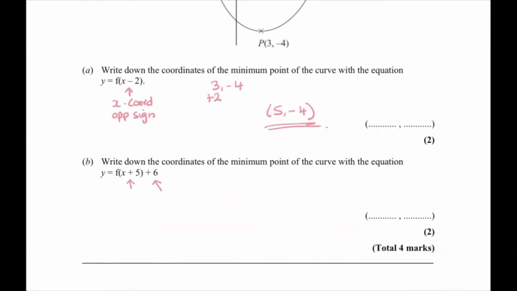Okay, so in this question, we have the x coordinate being affected, but we have this which is outside or away from the x, which affects the y coordinate. And when your y coordinate is being affected, it is exactly how you see it. So you do what you see. So for this one, our minimum point was 3, -4. We're going to be taking away 5 for the movement on the x coordinate. And then we're going to be adding 6 for the movement on the y coordinate. And that would give us -2, 2 as a final result.